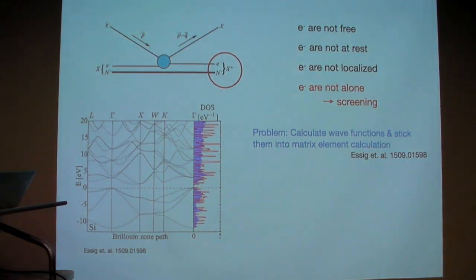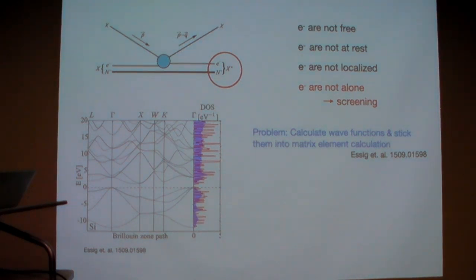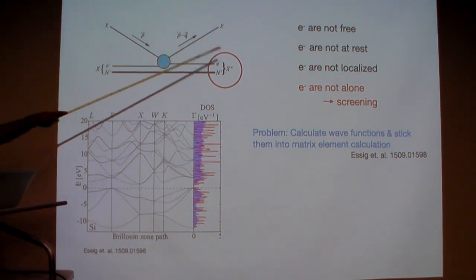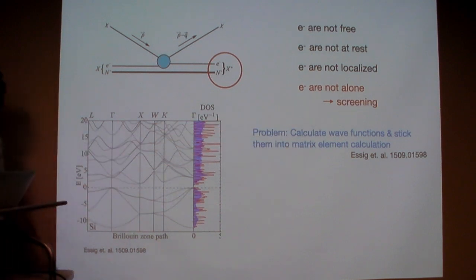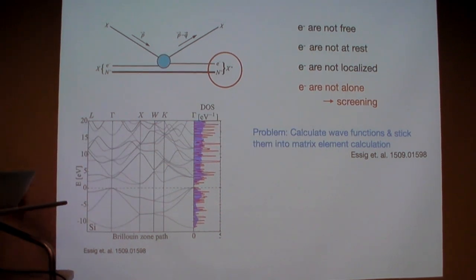So electrons are very cool. They're very complicated. They're very underrated. There are four reasons. They're not free, they're not at rest, they're not localized, and they're definitely not alone. They feel their friends, they're Pauli blocked, they have electrostatic repulsion. All of these things matter a lot when you're trying to do a dark matter experiment.